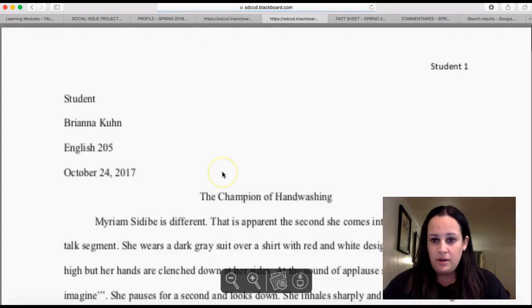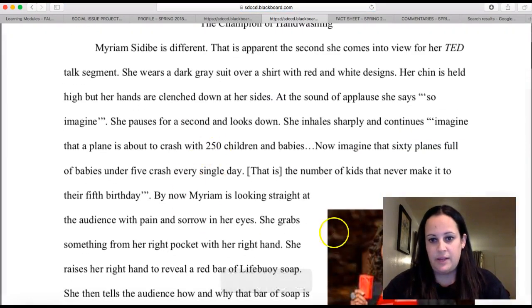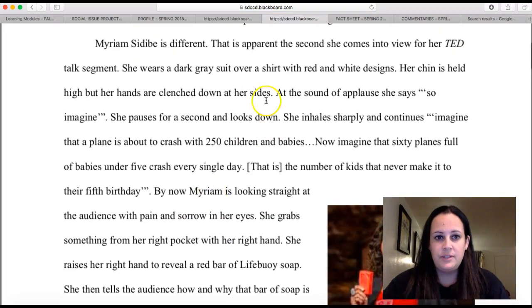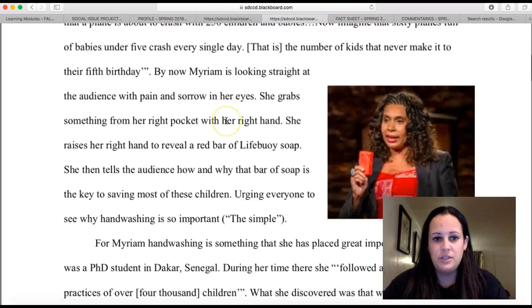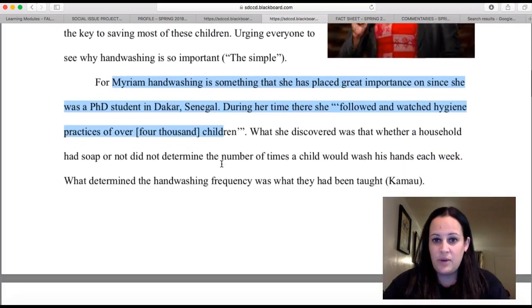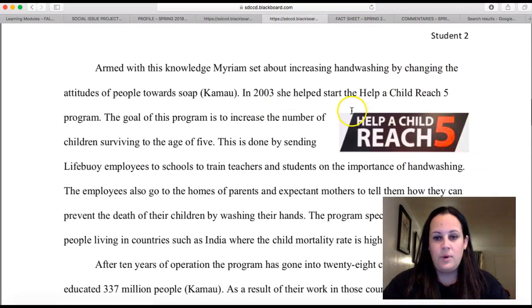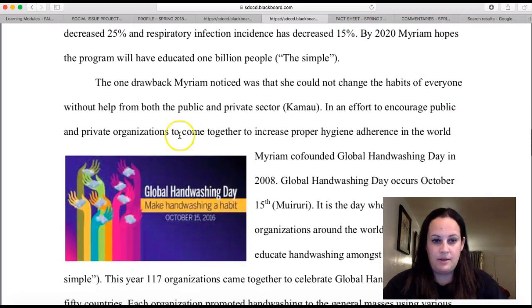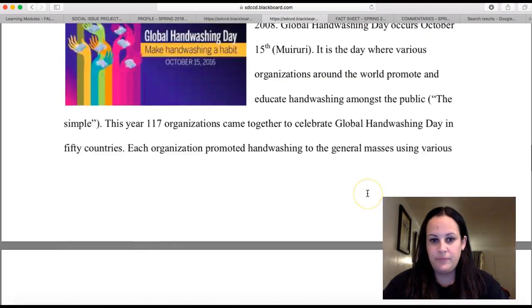So again, she is not arguing we need to wash our hands, right? This is a picture of her profile subject, Miriam Sidibe. So she first talks about a story of Sidibe going on TED Talks and making her speech. And then she talks about how she got her PhD in hand washing, and then all of her causes. This is Sidibe's cause here, Help a Child Reach 5. Again, another subtopic here, Global Hand Washing Day. This was Miriam Sidibe co-founded that day, right?